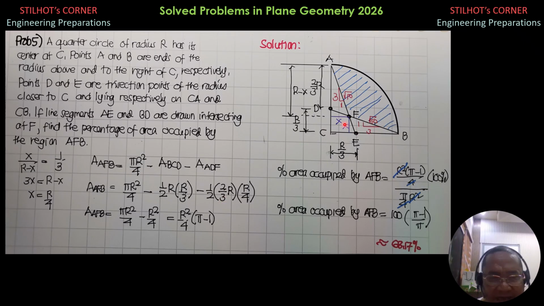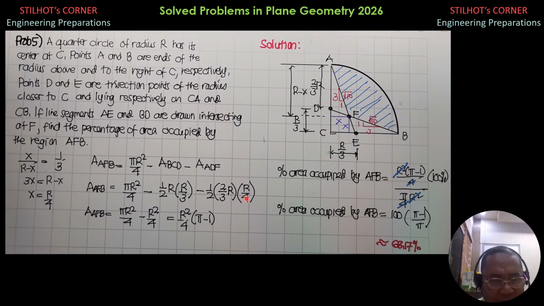So by similar triangles, this triangle here, x is to r minus x equals 1 is to 3. Cross multiply, 3x is r minus x, so x is r over 4. Then the area of AFB therefore is the area of the quarter circle, pi r squared over 4, minus the area of BCD, minus the area of ADF. The area of BCD is 1/2 base r, height r over 3. Area of ADF, 1/2 of base, this is the base, 2/3 r, and the height is x perpendicular to AD, and x is r over 4.